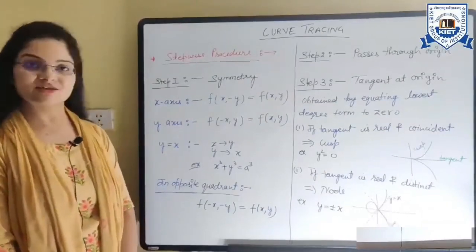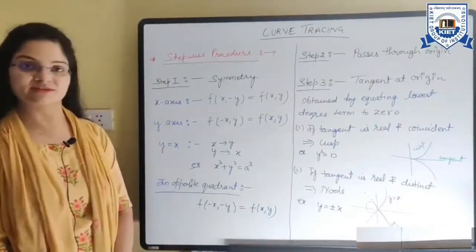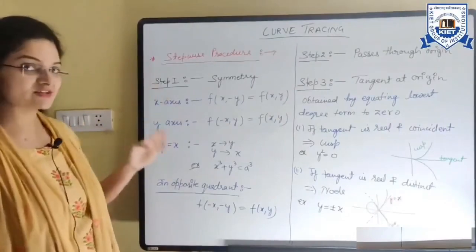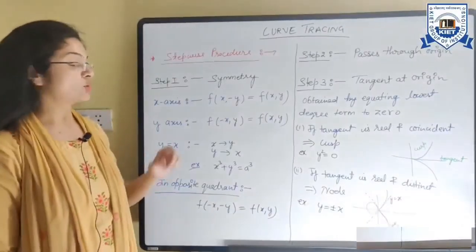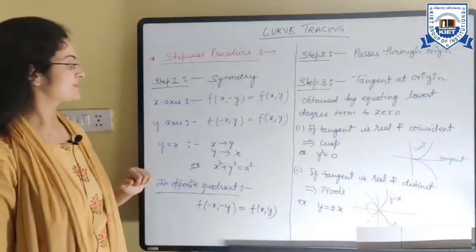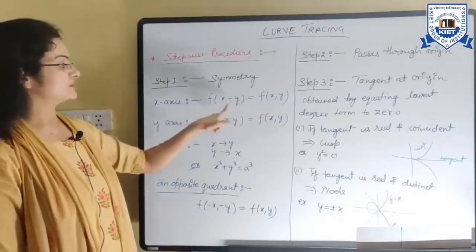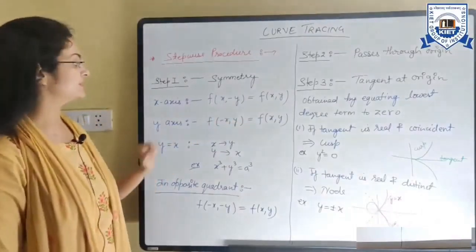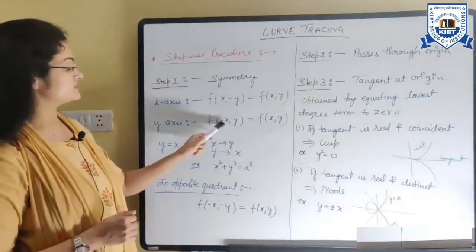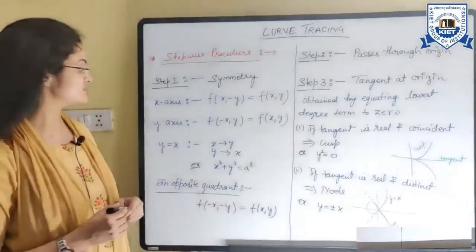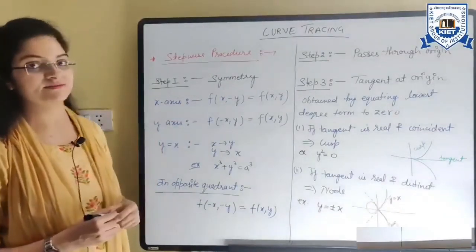In today's lecture, I will teach you about curve tracing. I will explain the stepwise procedure. First of all, we have to find out the symmetry about any axis or line. If the equation of the curve contains even powers of y, then the curve is symmetric about the x-axis. If it contains even powers of x, then it is symmetric about the y-axis.